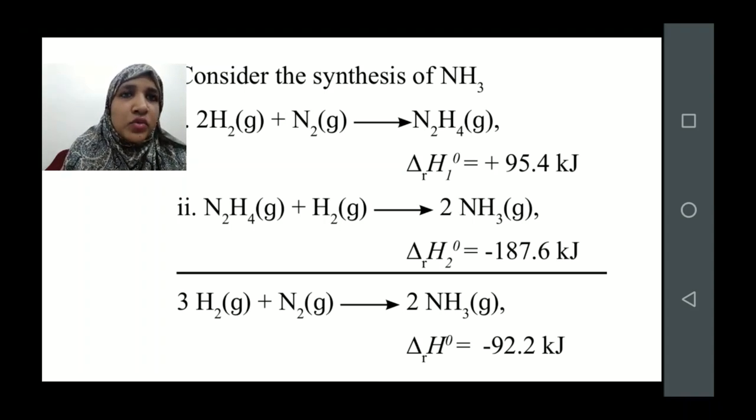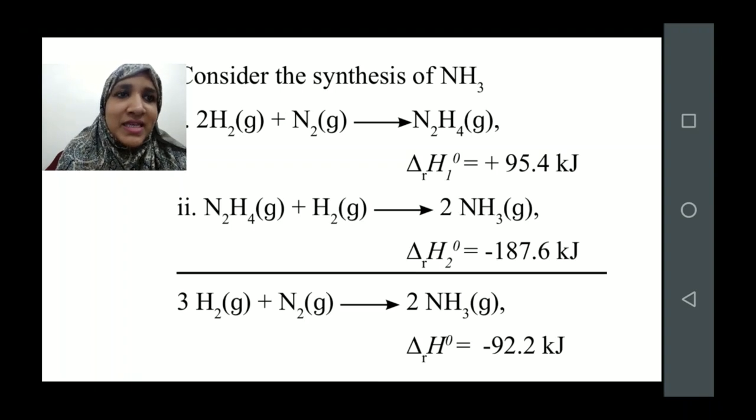Now what are we left with? We are left with 3 moles of hydrogen and 1 mole of nitrogen on the left hand side and 2 moles of ammonia on the right hand side. Okay, so when you add the two equations, you will get your overall equation and your enthalpy change comes as minus 92.2 kilojoules, because minus 187.6 plus 95.4 gives you minus 92.2 kilojoules.